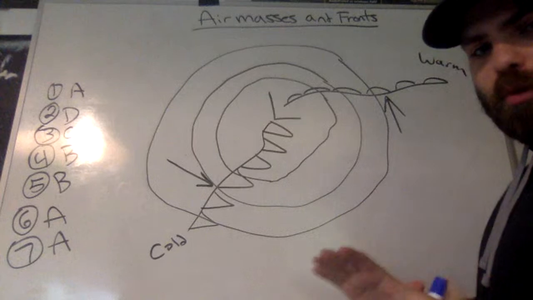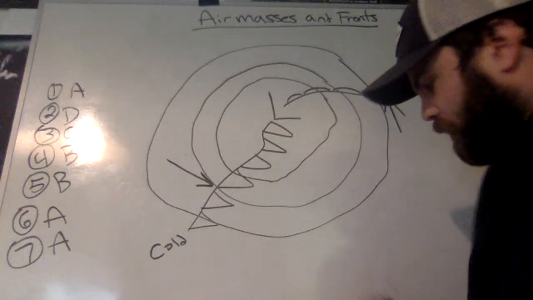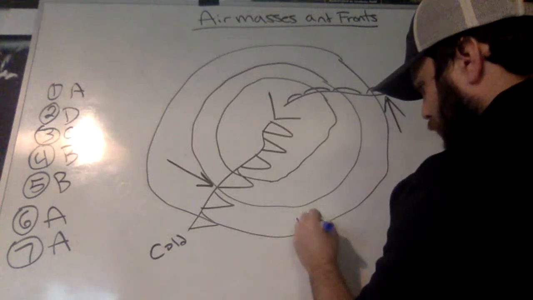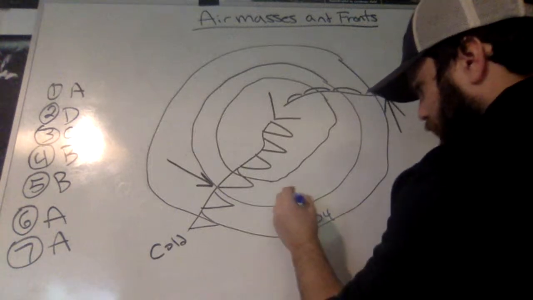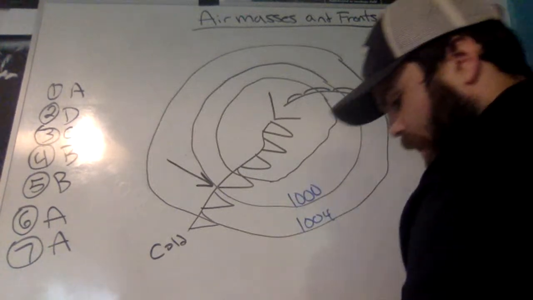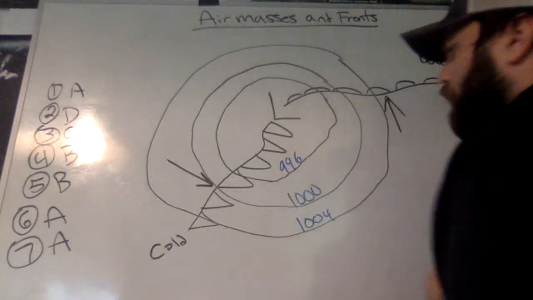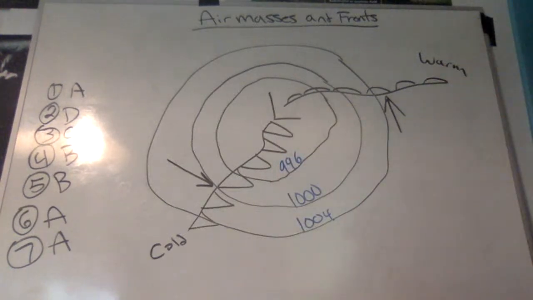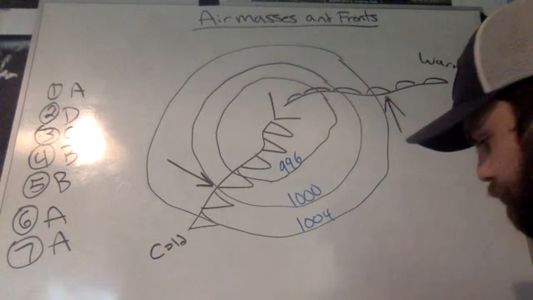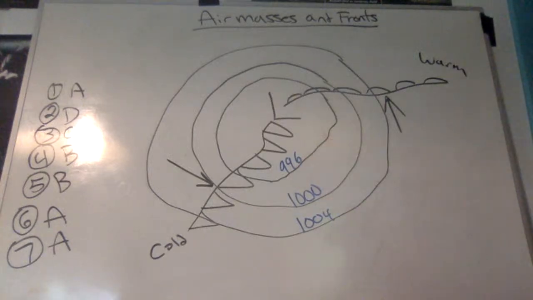Now, they give you the pressure for some of these. So they give you 1,004, they give you 1,000, and then they give you 996. So these are the pressures for these different isotherms, okay?